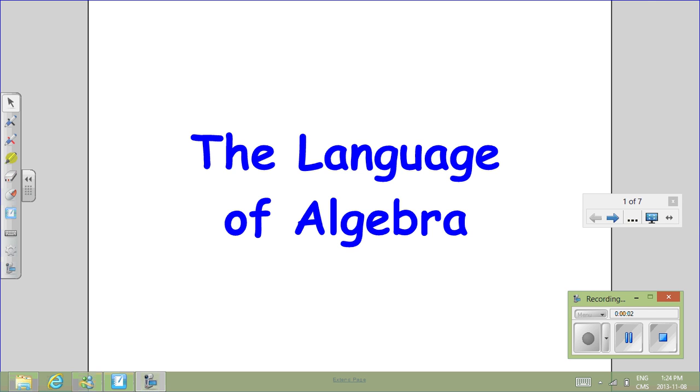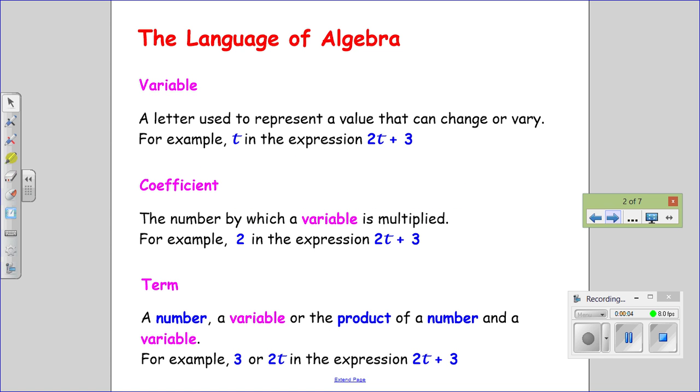The language of algebra. Algebra has several words that are new that we need to be aware of. Variables are letters that are used to represent a value that can change or vary. For example, t in the expression 2t plus 3 is a variable.